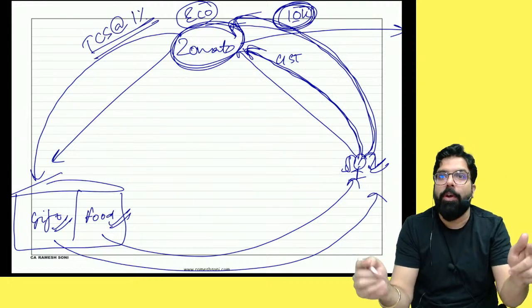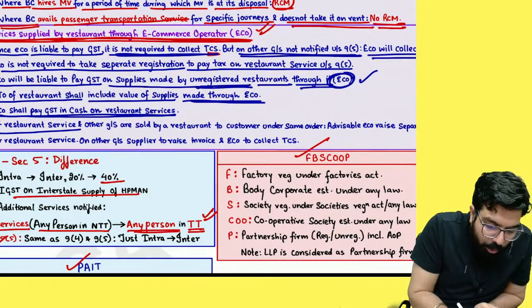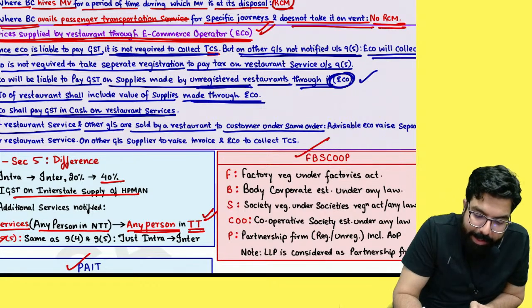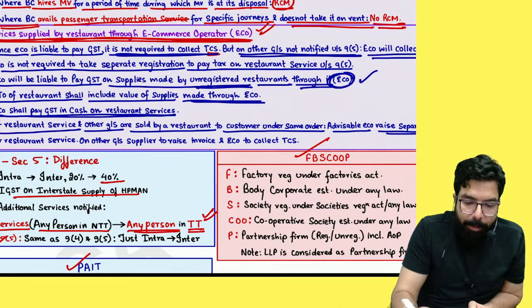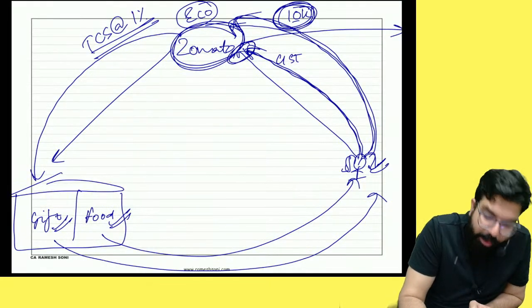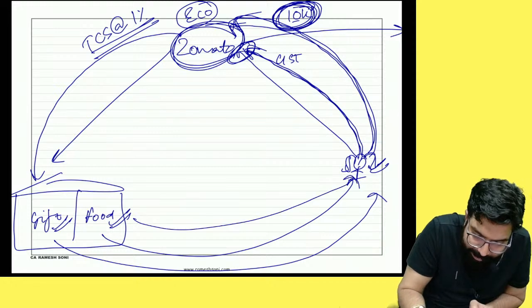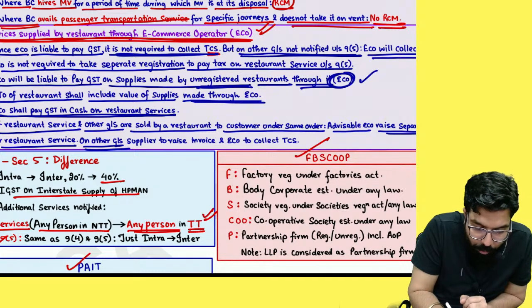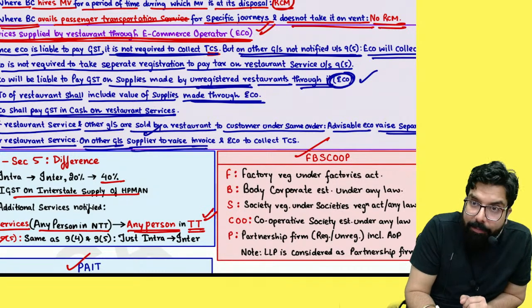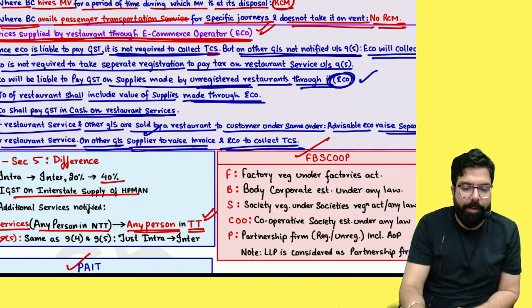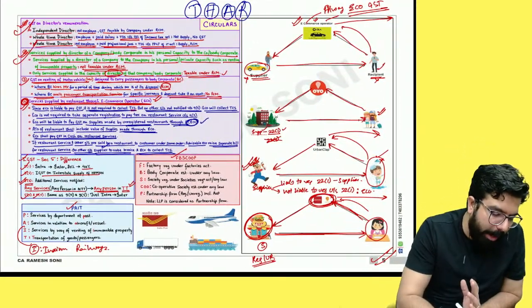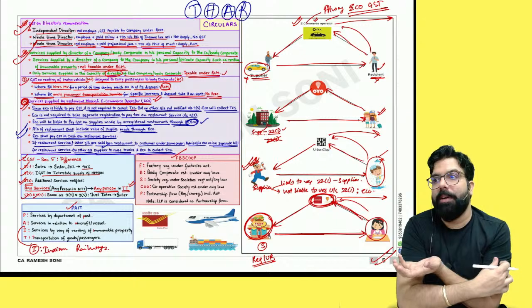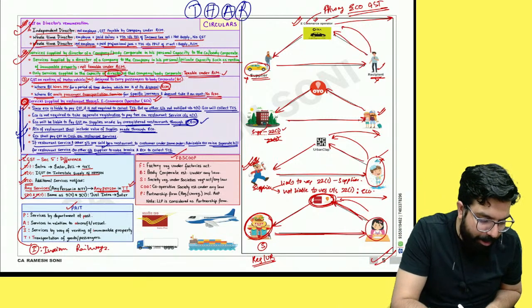Sure, everyone got it? So remember, if restaurant and other services are sold by the restaurant to a customer under the same order, it is advisable that the e-commerce will raise a separate bill for the food, and for this I will only directly raise a bill. But for the other goods and services, the supplier will raise the bill and e-commerce will collect what, everyone? TCS. Although this circular is not very important at intermediate level, because at intermediate level they have introduced TCS only for the first time, but still you never know what they can go ahead and ask. So I clarified you relating to this circular also.